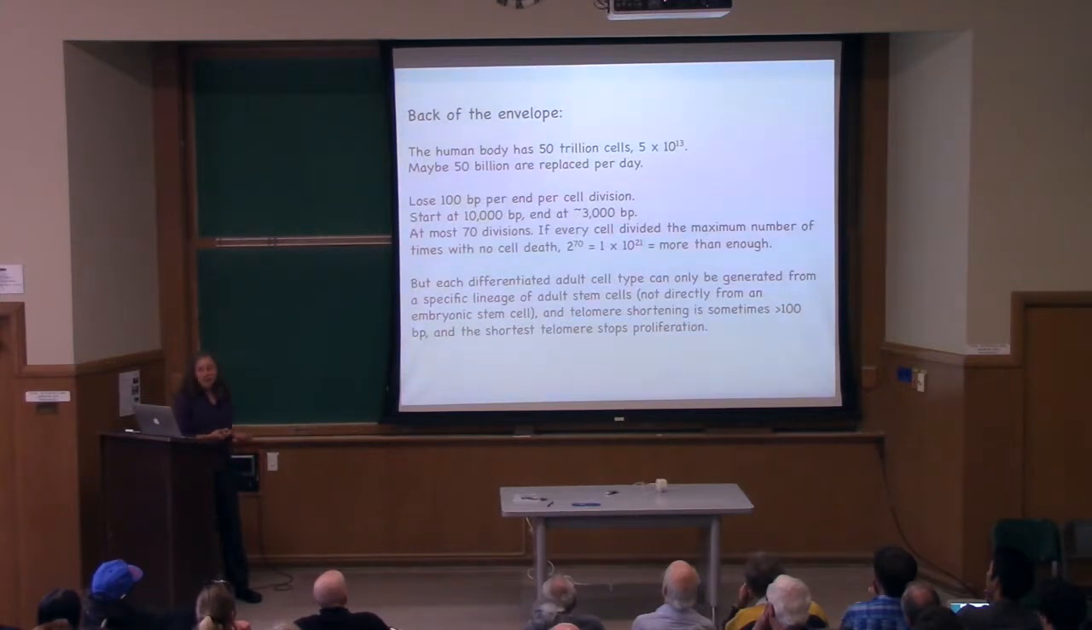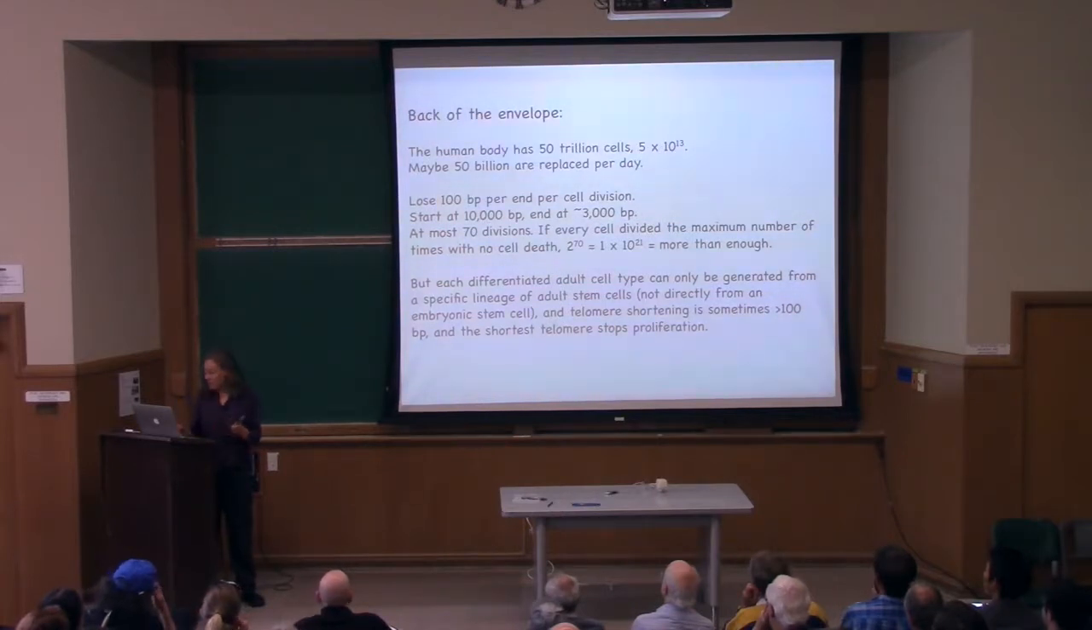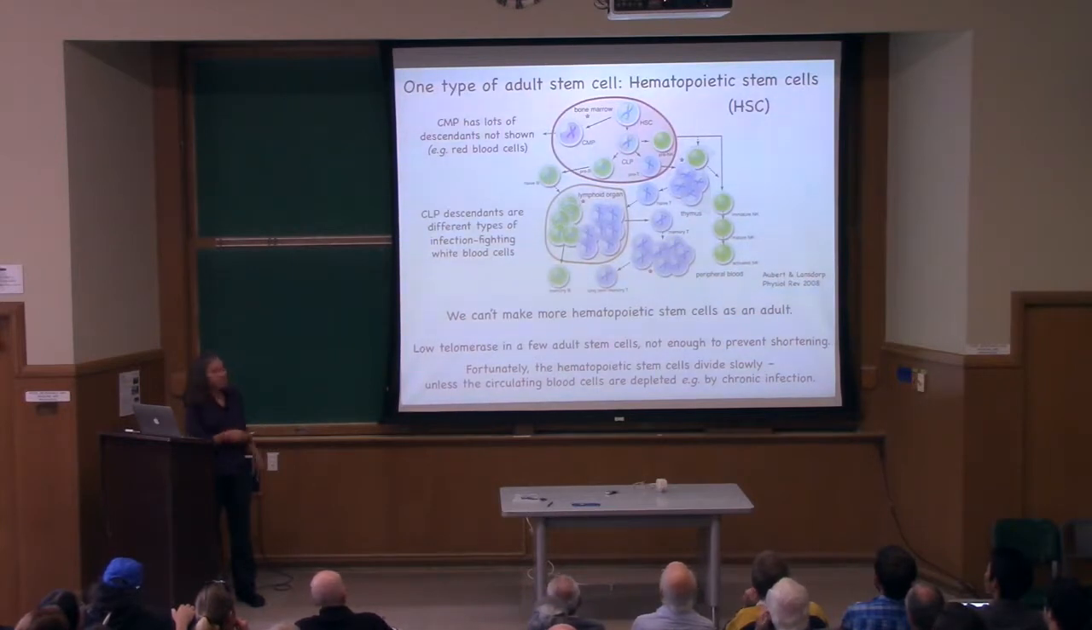How relevant is this telomere shortening in the human somatic tissues? And to illustrate this, I am going to use the adult stem cells that come from blood. Okay? The adult stem cell that comes from blood is called a hematopoietic stem cell. There will be a quiz on this later.